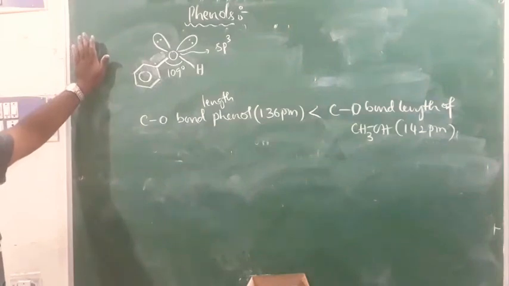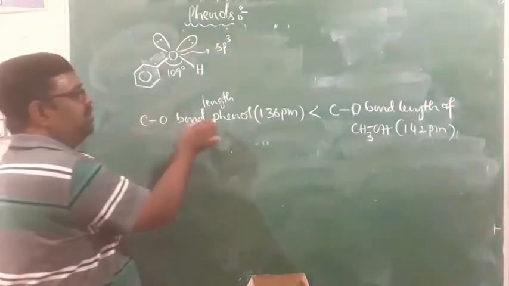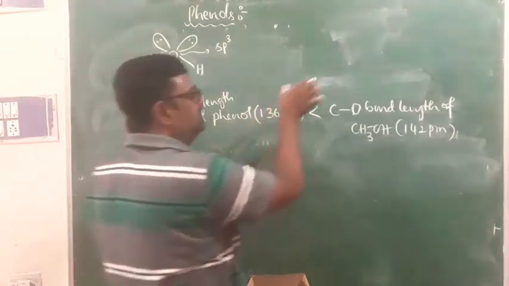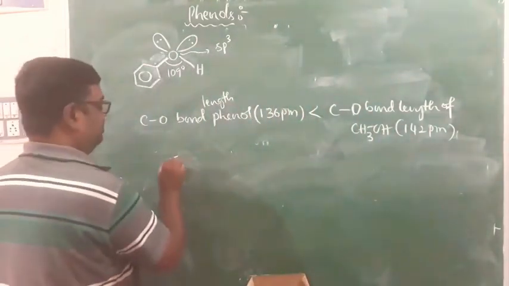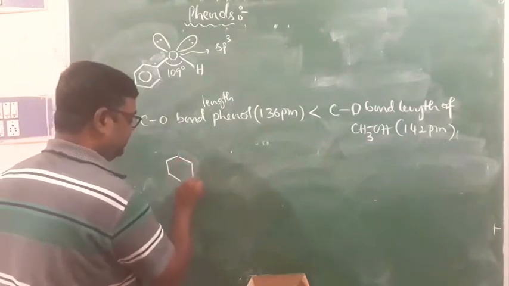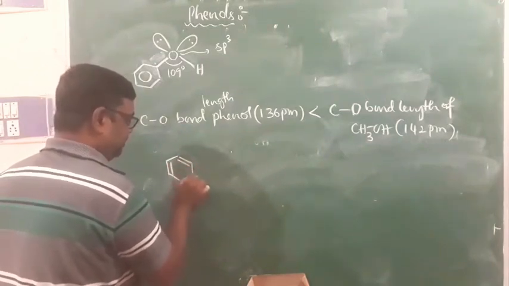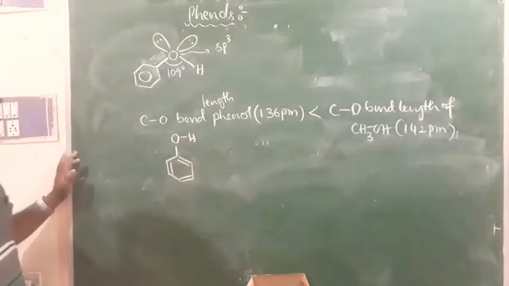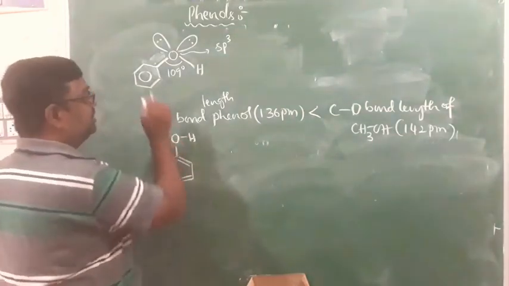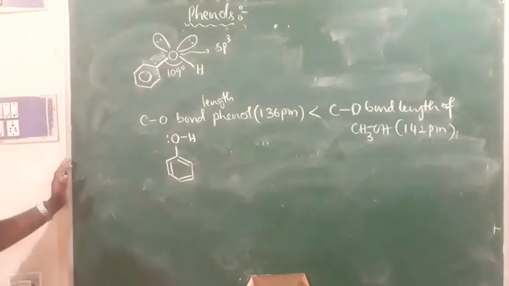Why is it so? Why is the CO bond length in phenol shorter than that in methanol? The reason is quite clear, because in the case of phenol, look at this. This is phenol, right? Here it is the OH bond. Here the oxygen carries lone pairs of electrons. Two lone pairs are there.